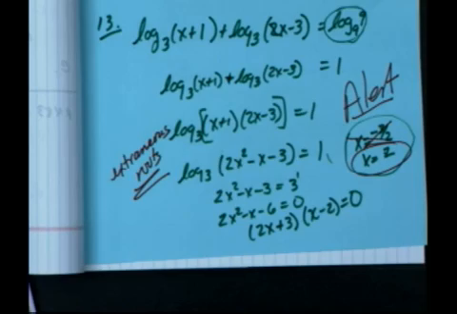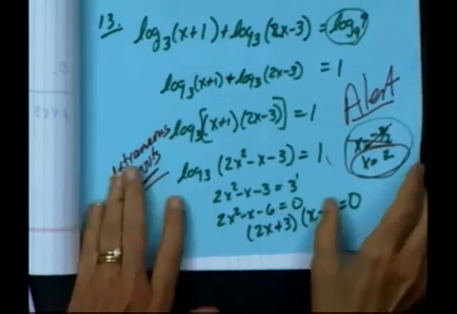All right, are we good? Everybody good? Yeah. Number 7. Number 7, okay.